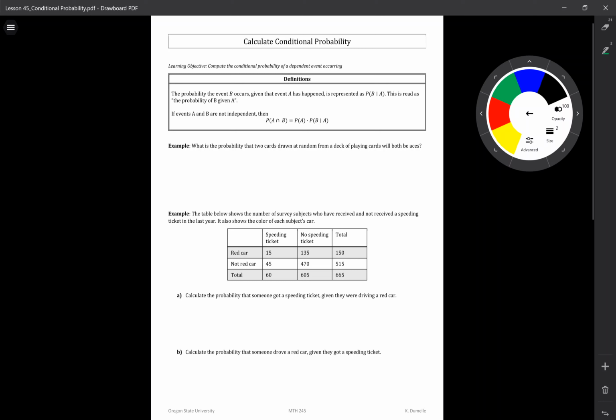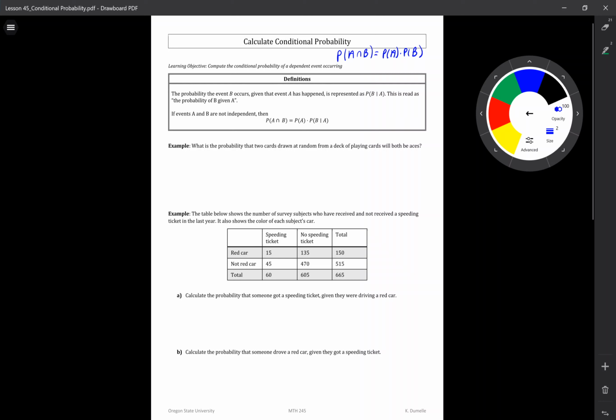If you remember a few lessons back, we talked about what it means when two events are independent of each other, and we said that the probability of A and B happening was the probability of A happening times the probability of B happening. But this is true only if A and B are independent, which means that A happening does not affect whether or not B happens. So today we're going to talk about when that's not true, so when picking A does affect B and how we do that probability.